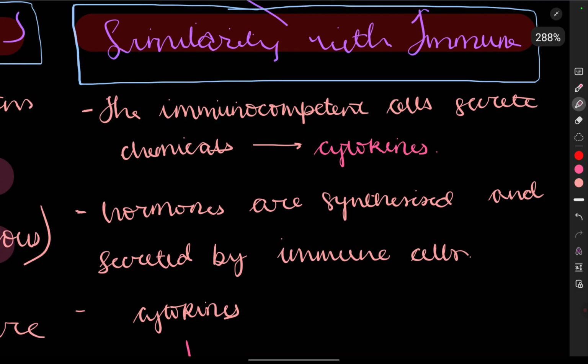Similarity with the immune system. The immunocompetent cells secrete chemicals which are known as cytokines. Your teacher can ask this in the class or during the viva, so please remember it.